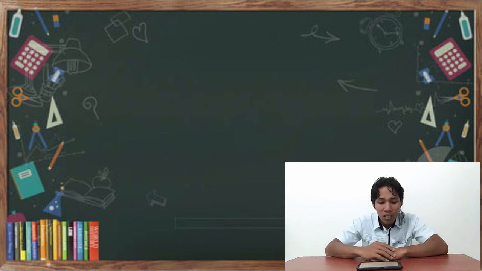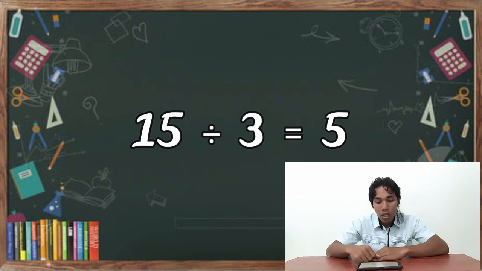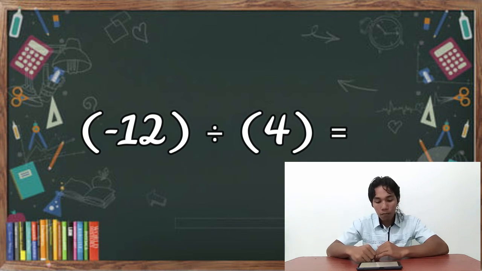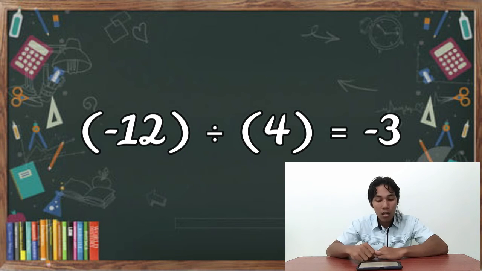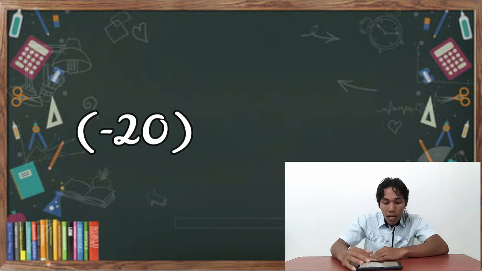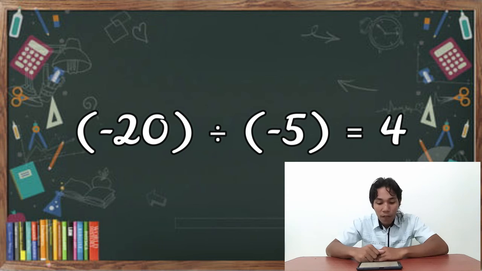So, first example. 15 divided by 3. Both are positive integers, so the result is positive 5. Next example is negative 12 divided by positive 4. So the result will be negative 3 because they have different signs. Next is negative 20 divided by negative 5. They have the same sign, which is negative, so the result will be positive 4.